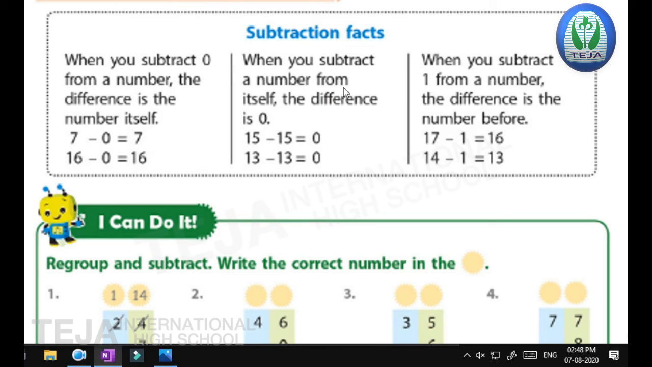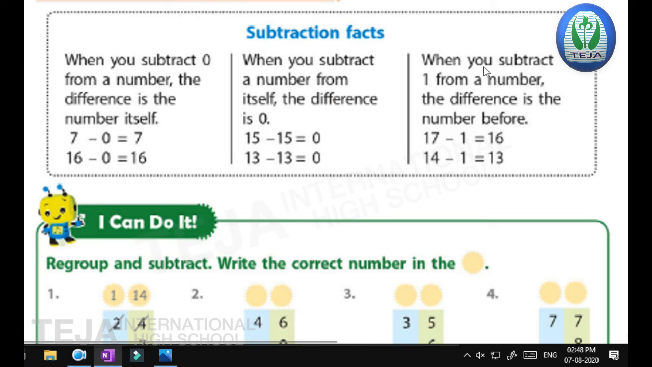Next, when you subtract a number from itself, the difference is 0. So when you do subtraction of the same numbers, then the answer will be 0. That is 1 minus 1 is 0, 2 minus 2 is 0, 3 minus 3 is 0. In the same way, 15 minus 15 is equal to 0, 13 minus 13 is equal to 0. So this is the second fact, children. When we subtract the same numbers, then the difference is 0.